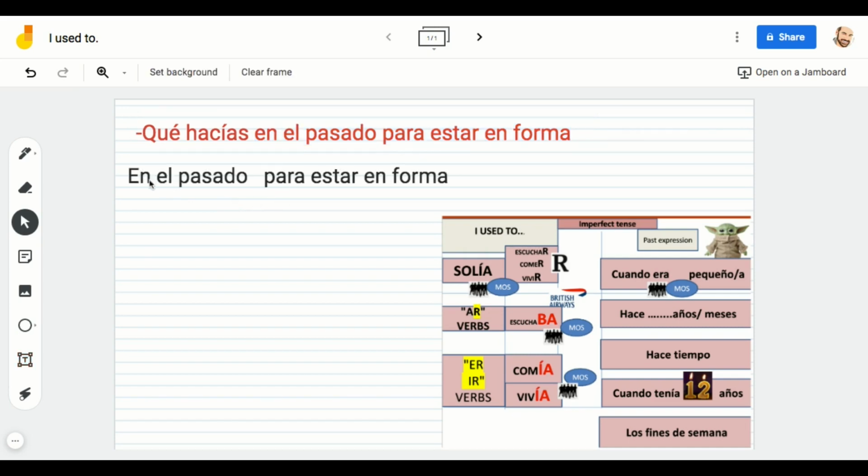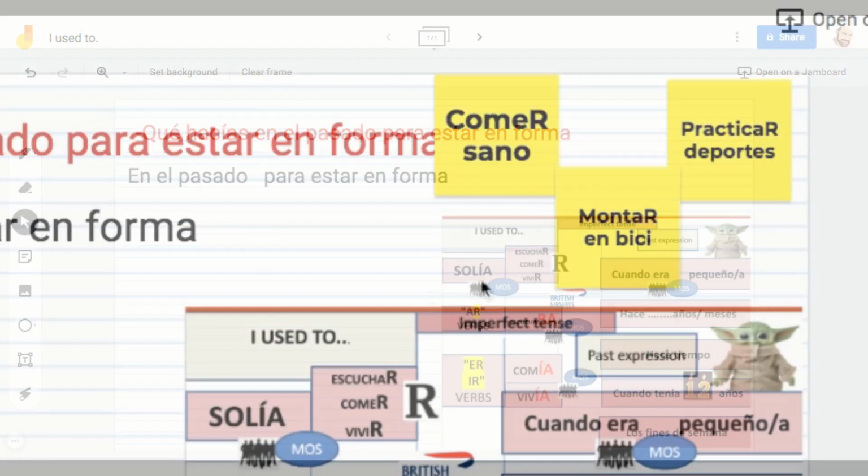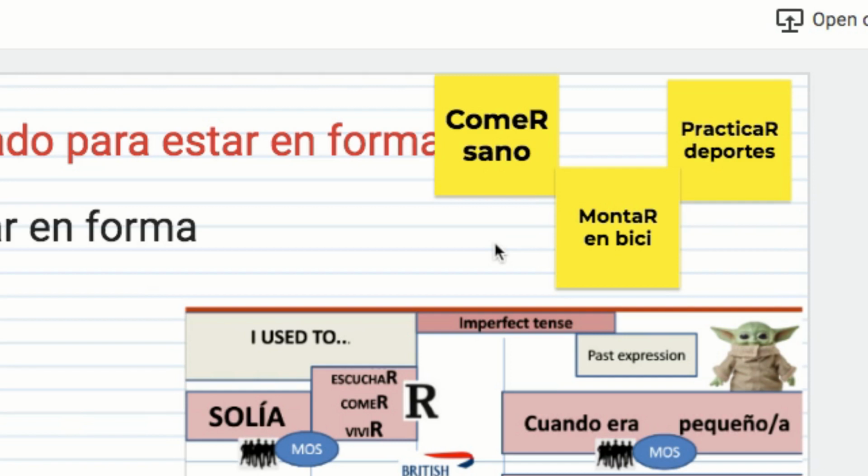So that's what we're going to do now. As you can see in here, we've got en el pasado para estar en forma. We basically use that from the bullet point. Now, before you start writing, you need to think of the verbs, the action words that you need to use. Because you're talking about staying fit and in shape, you need to think of activities that help you to be healthy. So as you can see in here, we've got 3 verbs that we are going to use: comer sano, to eat healthy, montar en bici, to ride your bike, and practicar deportes, to practice sports. As you can see, all the verbs end in R, some of them in ER and some of them in AR.